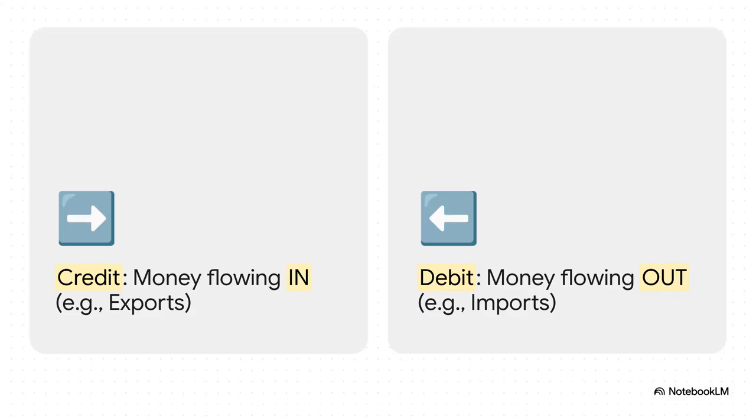All right, balance of payments. I know, it sounds super intimidating, but trust me, the basic idea is dead simple. It's just a country's checkbook for the rest of the world. Money coming in, like from selling exports, is a credit. Money going out, like from buying imports, is a debit. That's it. It's just tracking the money flow.